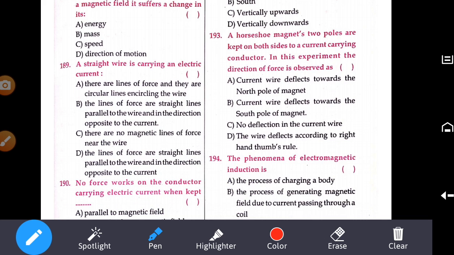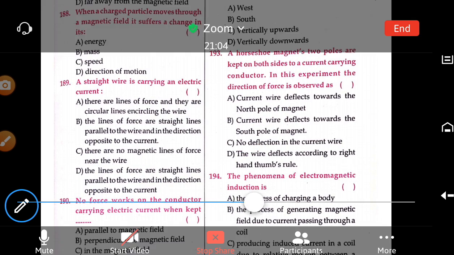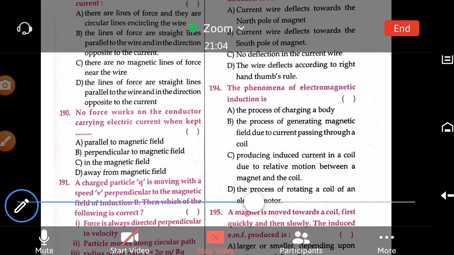Now 193rd question. A horseshoe magnet's two poles are kept on both sides of a current carrying conductor in this experiment. How can we find the direction of the force? Only by a certain rule. So we can say that the wire deflects according to the right hand thumb rule. Okay, 194th question.